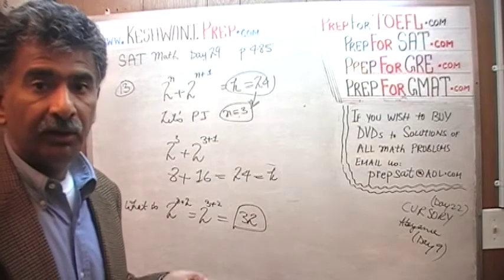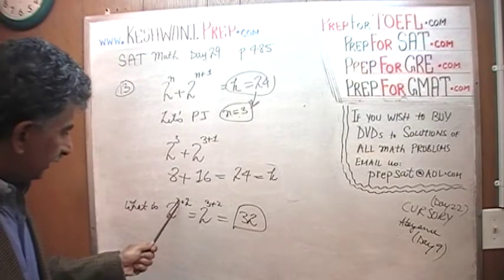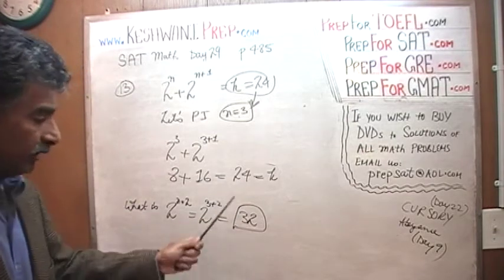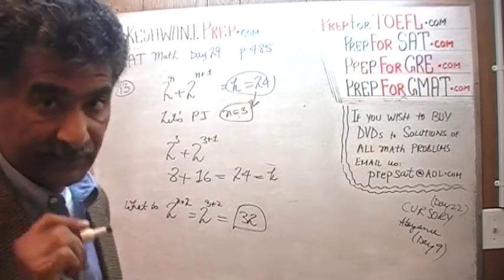The question here is, what's the value of 2 raised to n plus 2? And if n is equal to 3, then 2 raised to n plus 2 is 32. That's the answer. That's what I'm looking for. We're not looking for 24. We're looking for 32. Any answer choice that works out to be 32, that's our guide.